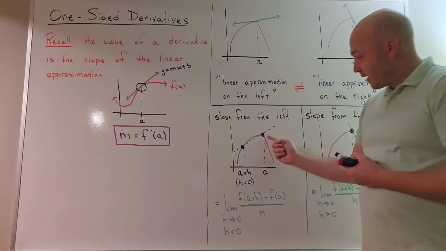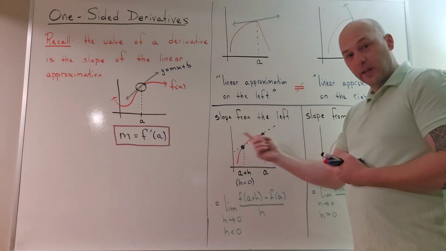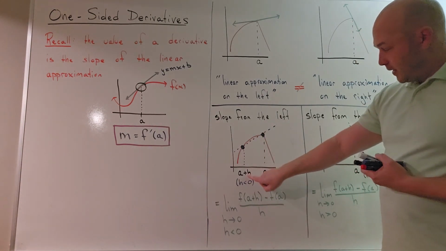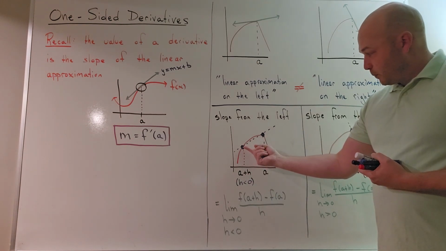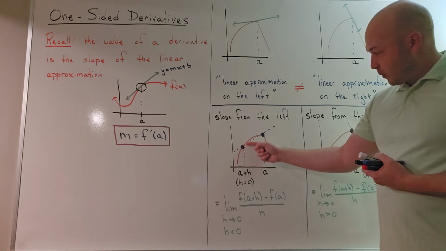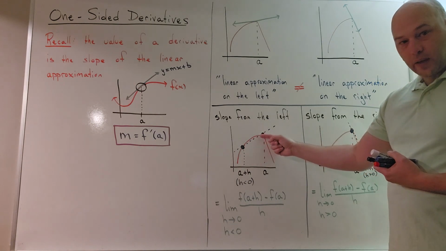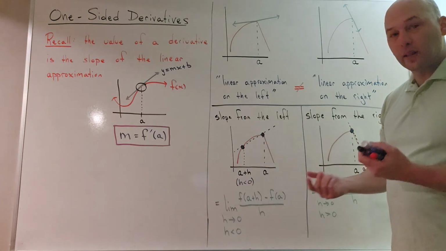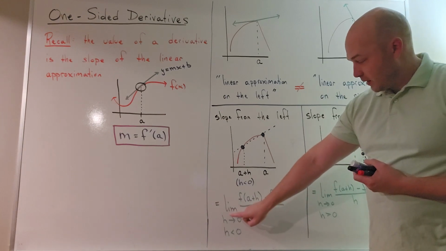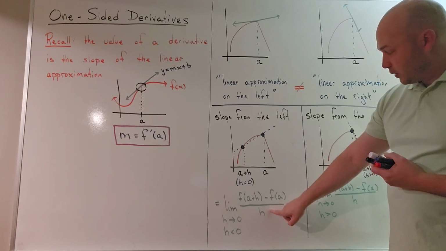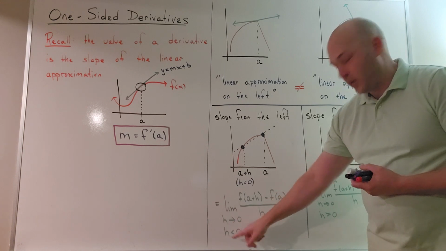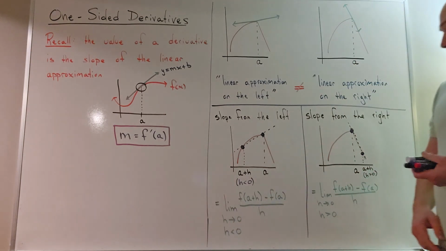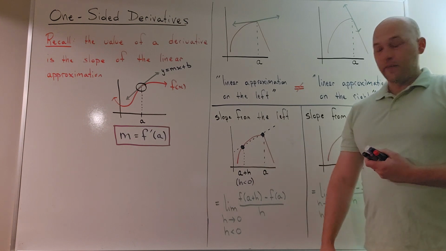Well, to get the exact slope at this point from the left, I'm going to take the limit as h goes to 0. And that would take this point here on the graph and get it closer and closer to this point of tangency from the left. And what I do is I take the limit of the difference quotient as h goes to 0, but in particular when h is negative. That will give me the slope from the left.